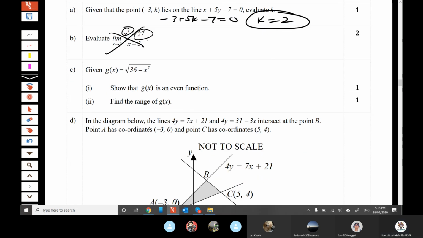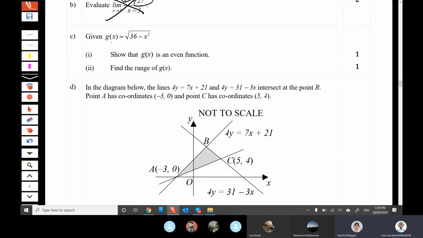Cubics with a number out of the syllabus. Don't look at that. C. Given g of x equals square root of 36 take away x squared. Anyone remember what function this is? Semicircle. Since we're here, let's just draw it. It's a semicircle. Isn't it 6? Yeah, thank you. Your domain is -6 to 6. Your range is from 0 to 6. So we've already answered this one.